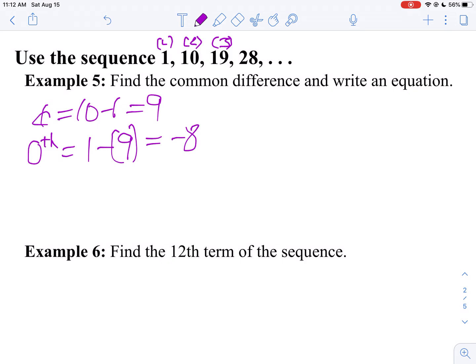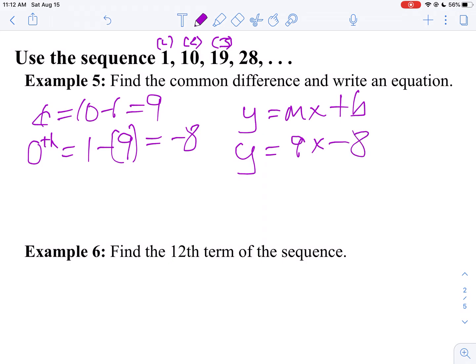So my equation then, if we want to write it like we did with slope-intercept form, usually we'd write y equals mx plus b. Well, y equals your slope. What are we changing by? That's our common difference, isn't it? 9x minus 8. That's our equation.